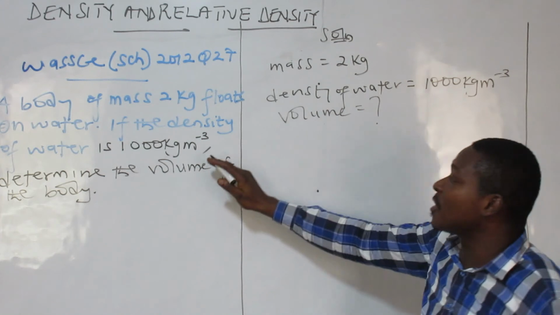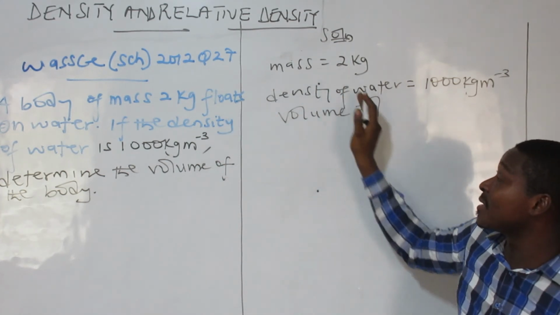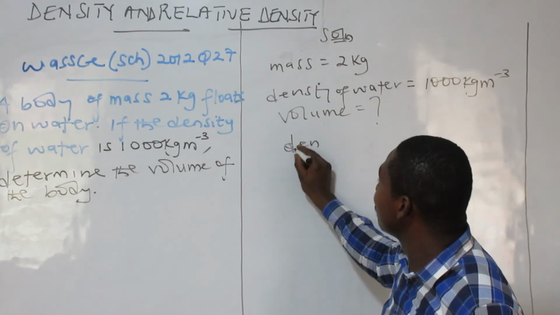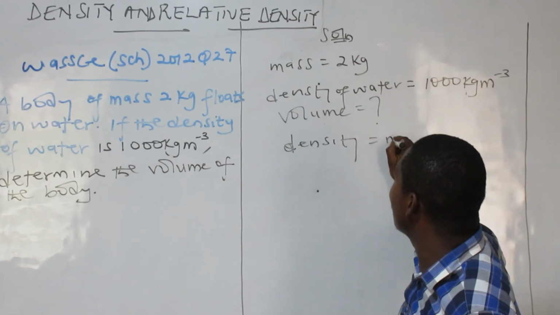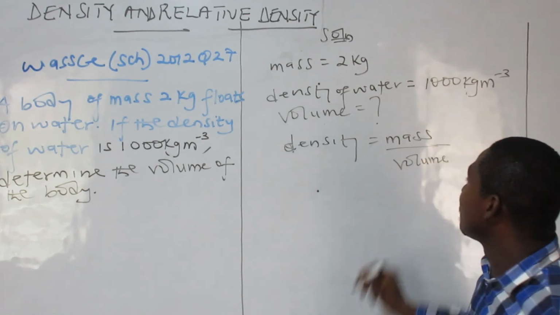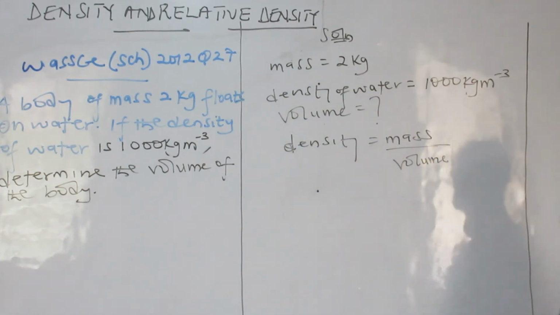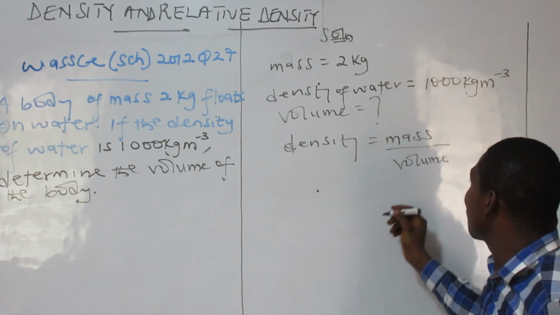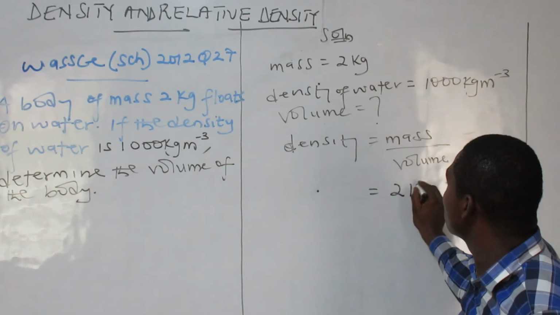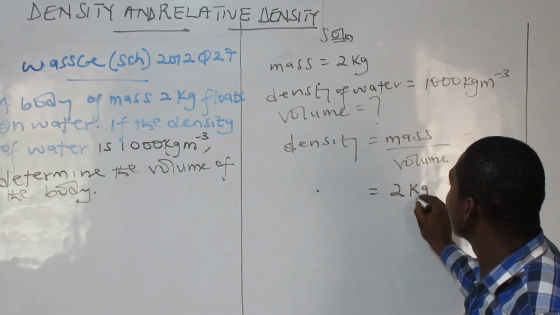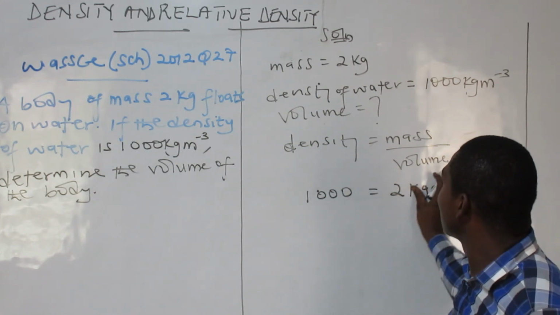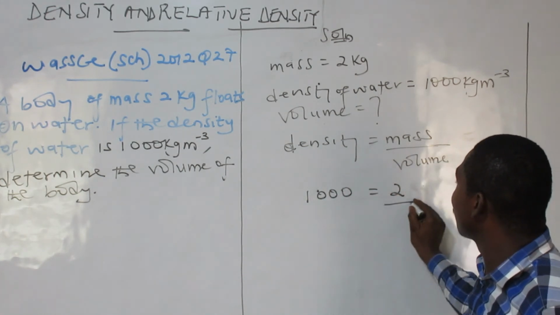So anytime you are given a question like this, the best thing for you to do is to list the parameters out. Now you quote a befitting formula. Then the formula itself will tell you how to go about it. Mass over volume. So there is a formula. Density is defined as mass over volume. Now what is the mass? The mass, I'm getting 2 kilogram. Now the density is 1000. Let me leave the units out. And the volume, we don't know.